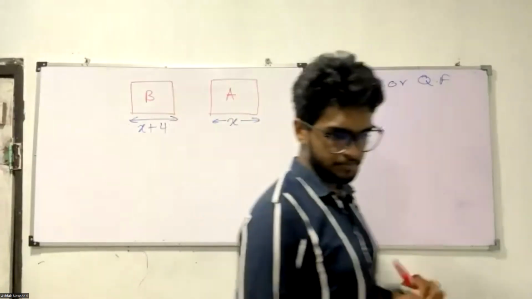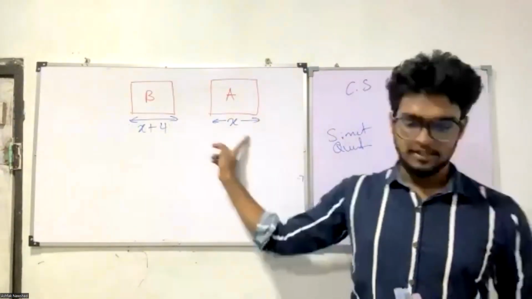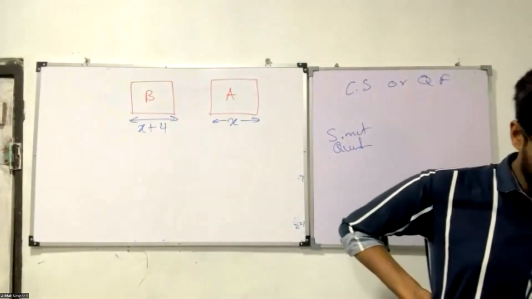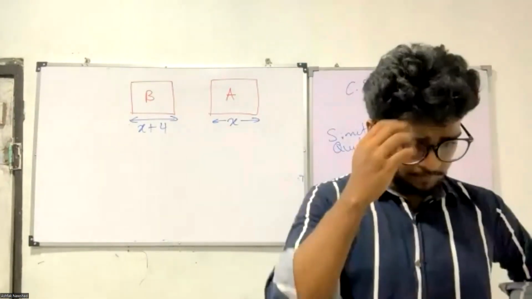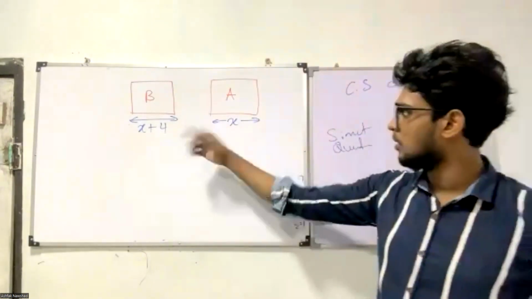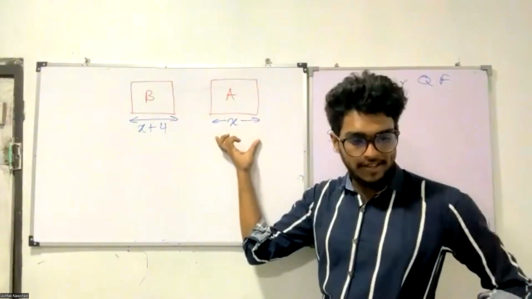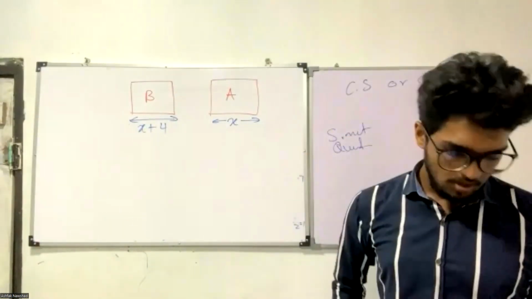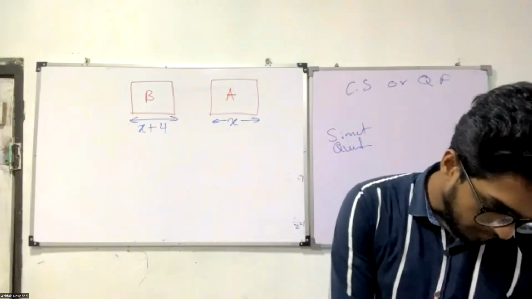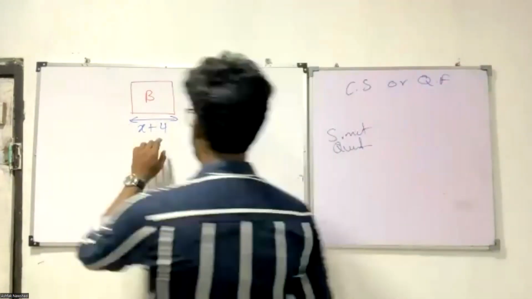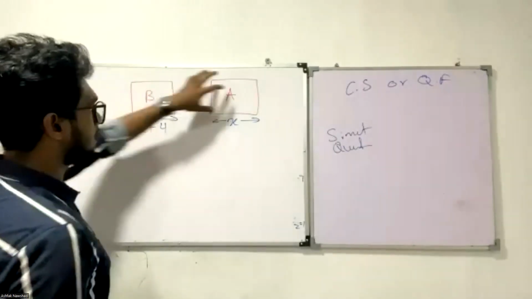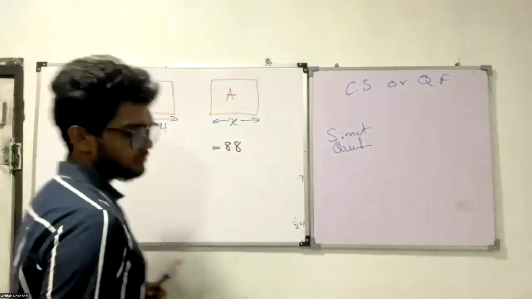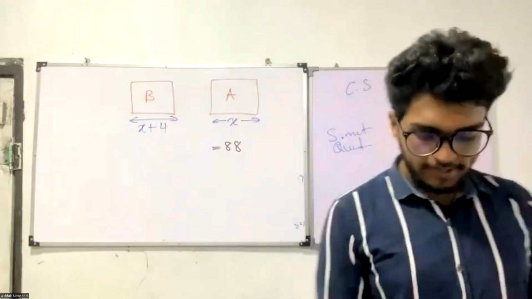Is this clear? If any doubts, please let me know. This is a square with side x, and this is a square with side length 4 centimeters more than x. And then the sum of the areas, the area of B plus the area of A, is equal to 88 square centimeters.